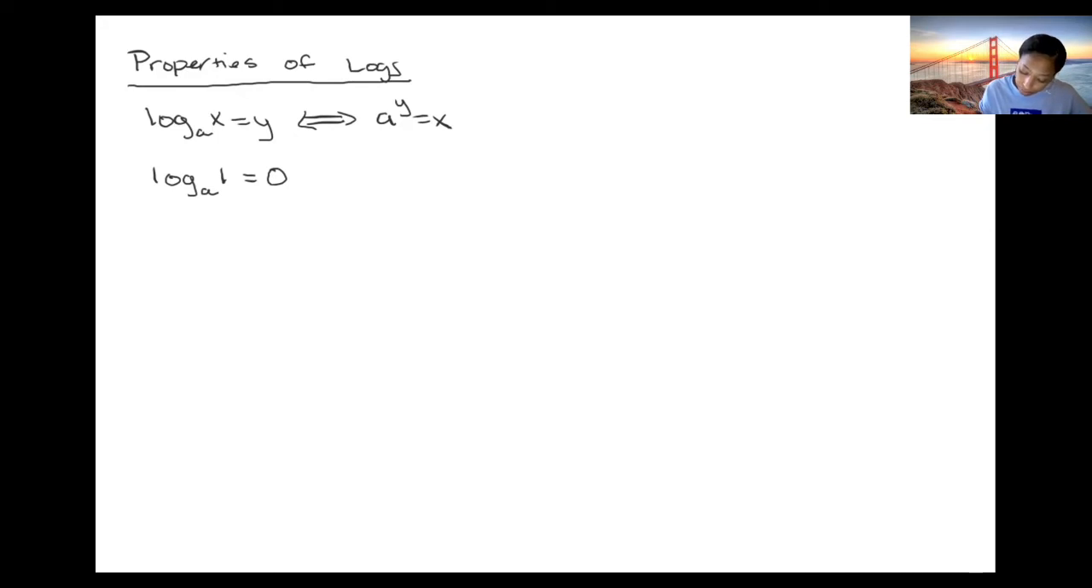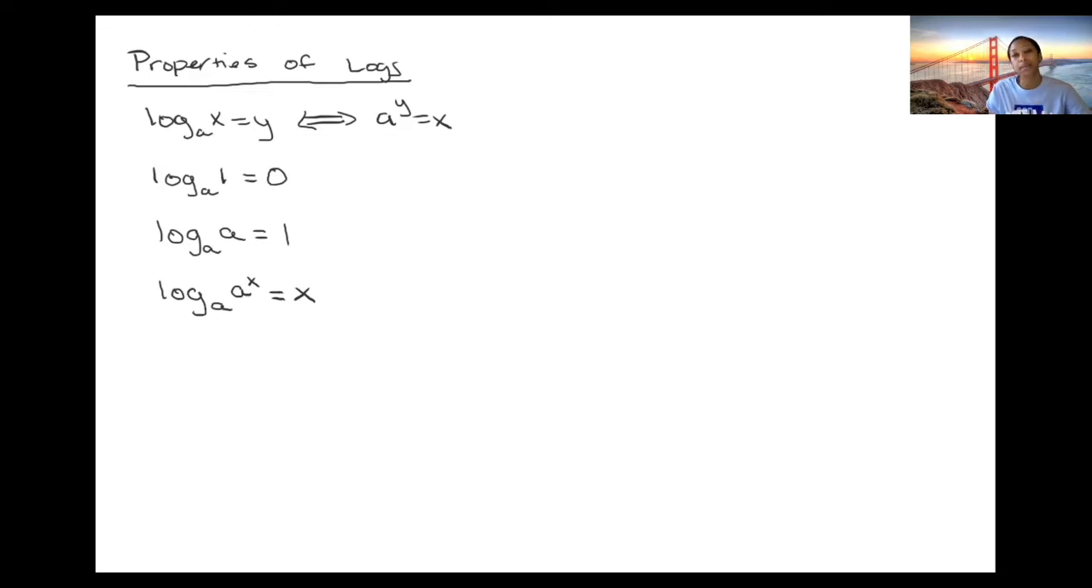Next property, it's for solving something like log base a of a. This is asking, what power do I raise a to get a again? Well, anything raised to the first power is itself. So log base a of a would be 1. Next one, log base a of a to the x power. This is asking, what power would I raise a to get a to the x power? Well, x, whatever x is. If I want a to the x, I have to raise a to the x power. So log base a of a to the x would just be x.